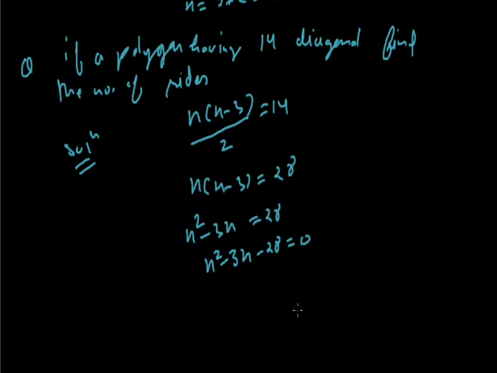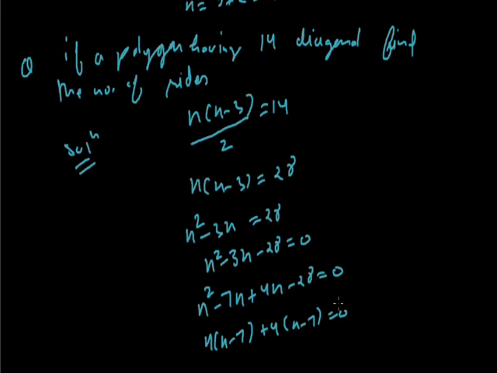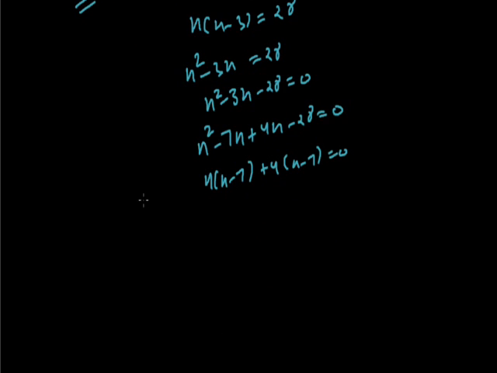Now the factors of 28 are 7 and 4, and the difference of 7 and 4 is 3. So n square minus 7n plus 4n minus 28 equals 0. We take n common from the first two terms, so n into (n minus 7). In the other two we take plus 4 common, we get 4 into (n minus 7), equals 0. Now from these two terms I can take (n minus 7) common. So in the bracket (n plus 4) is there, equals 0. So n can be 7 or minus 4. As the number of sides cannot be negative, our answer is 7. So the polygon has 7 sides, and it is said to be a heptagon.